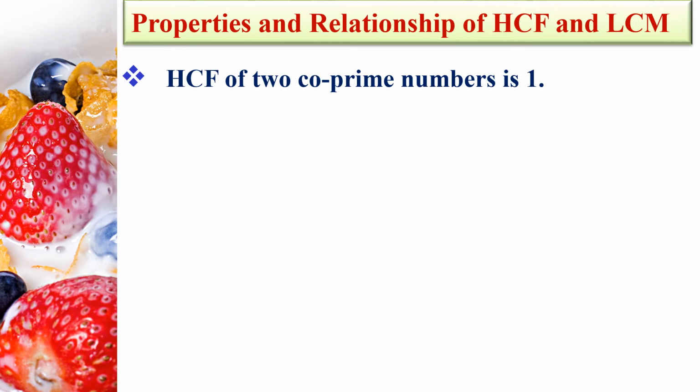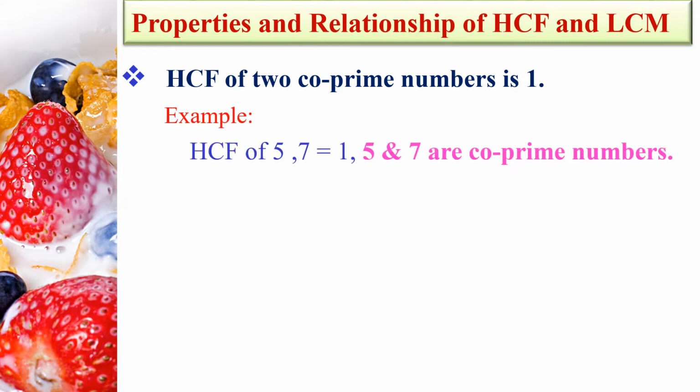Third property, HCF of two co-prime numbers is 1. Example, HCF of 5 and 7 equal to 1. Here, 5 and 7 are co-prime numbers because they have common factor only 1.